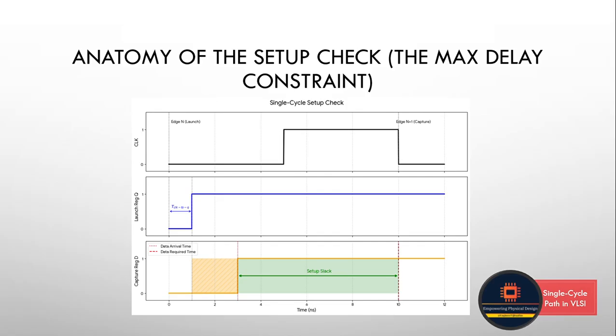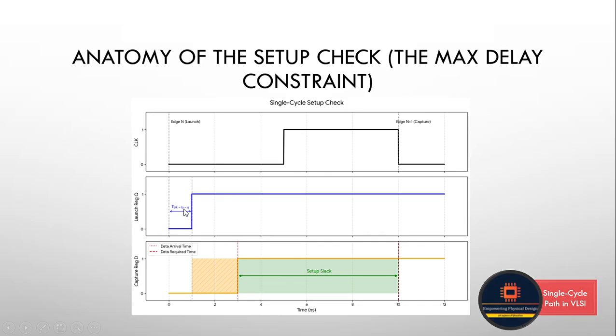Now see this next, the launch flop, or the launch register, you can say both are fine. If you see the launch clock and launch flop, the moment the clock rises, the data takes a tiny fraction of time to exit the flop. That time we call the clock to queue delay, or TCLK to queue, we write like that.